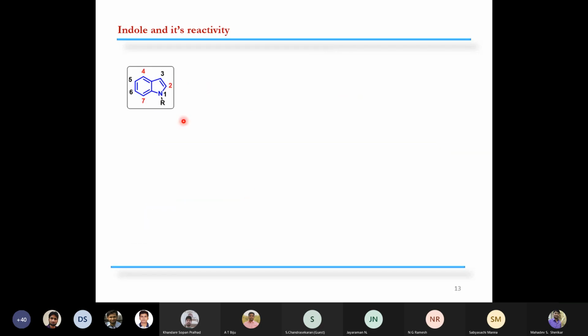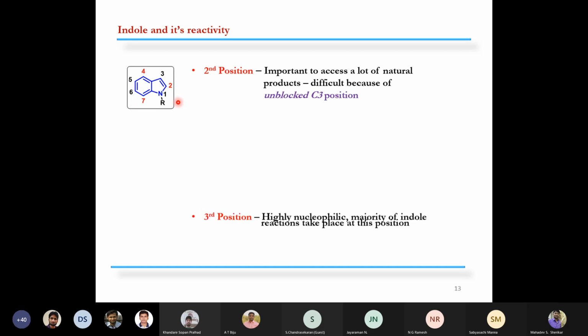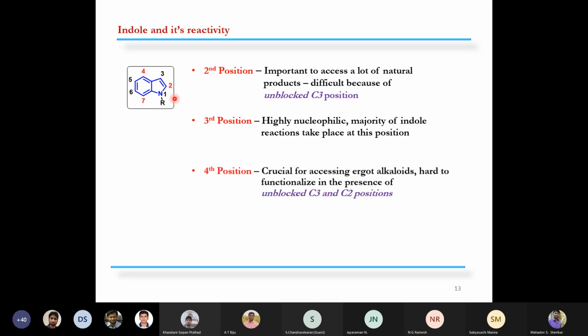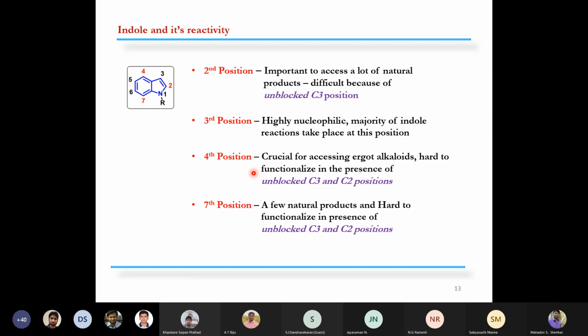And if we look at the structure of the indole, due to the presence of the pyrrole type ring, the electron density will be more at the C3 position and then the C2 position. Hence, to achieve the C4 and C7 substituted derivatives is a very challenging task when the C3 and C2 positions are unblocked. So C4 and C7 substituted indole derivatives are found in various natural products as well as in various drug molecules.